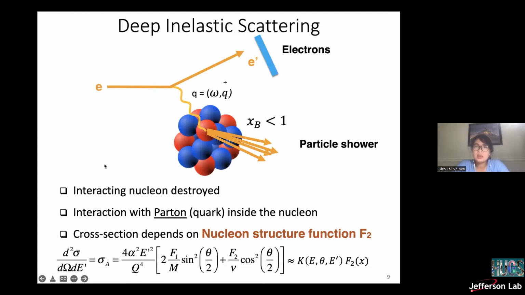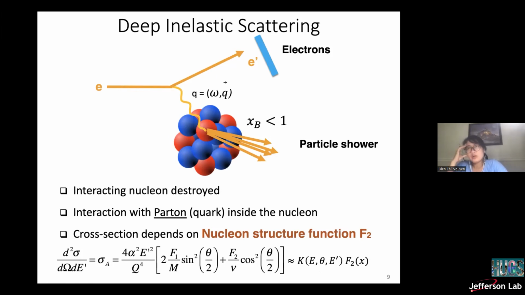The cross section depends on what we call the nucleon structure function F2. This F2 helps us get information about the structure inside the nucleon, and it has some correlation with F1 here. You can write the cross section in terms of one kinematic factor K and then F2, and this F2 carries the structure information of the nucleon.